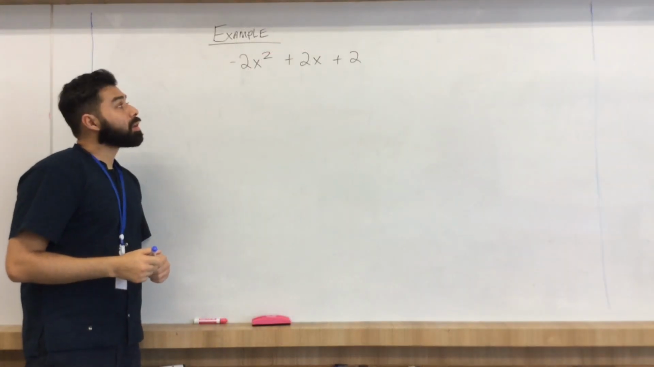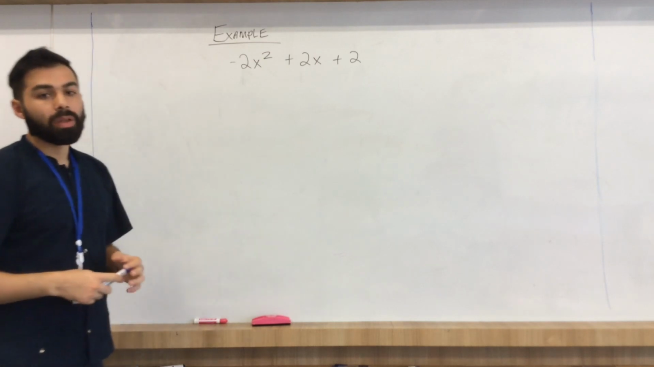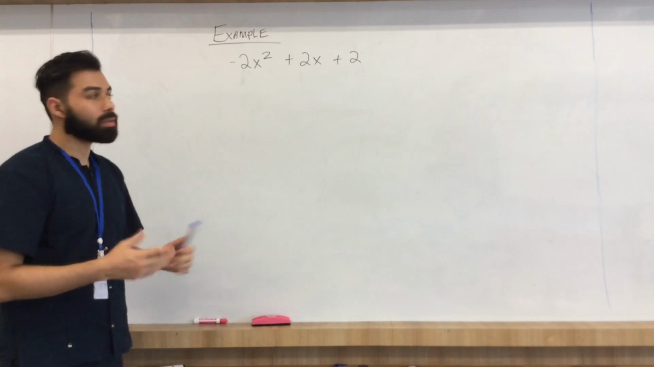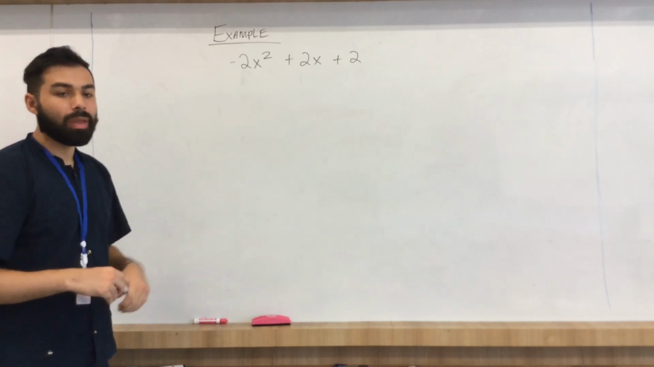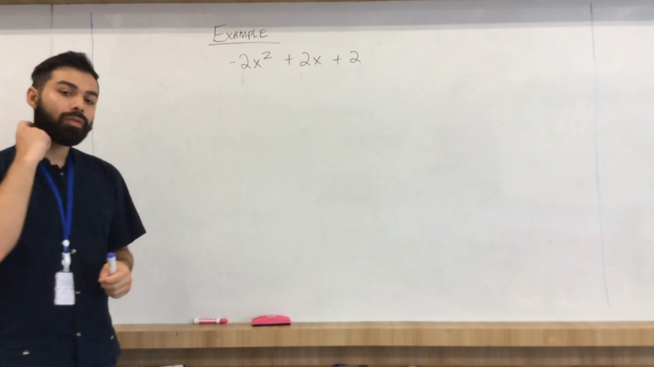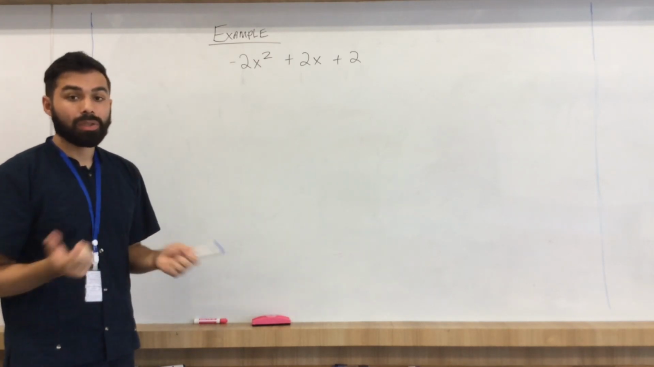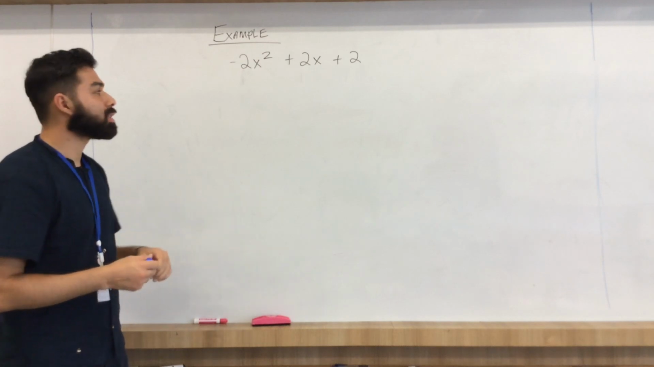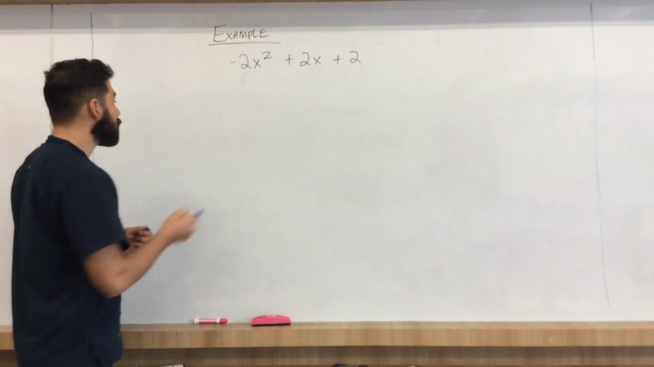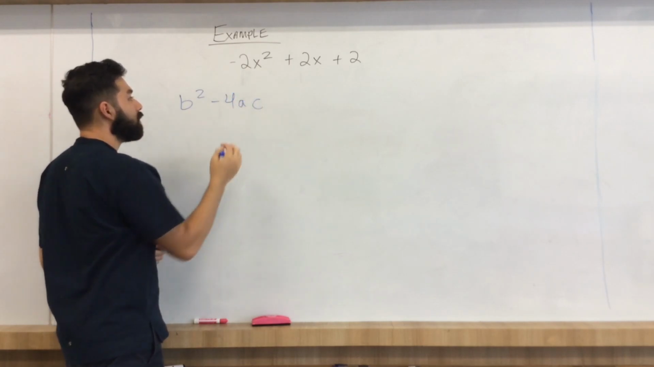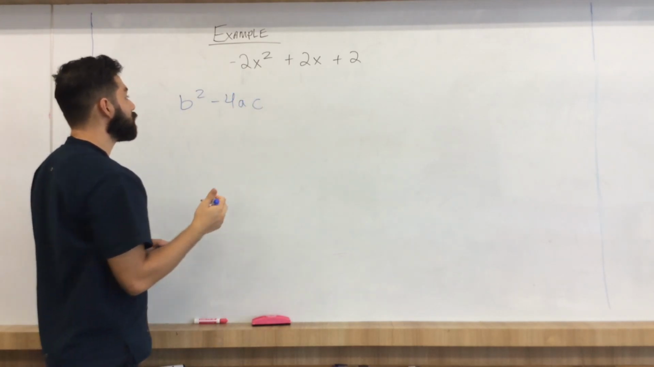All right, for our second example, we have negative 2x squared plus 2x plus 2. Now, you can try factoring this, but you'll end up having a hard time. So then we can resort to our quadratic formula. Before I even do this, let's find out how many solutions we'll have, and that's what I just explained with the discriminant. So let's find out how many we have, either 1, 2, or 0.